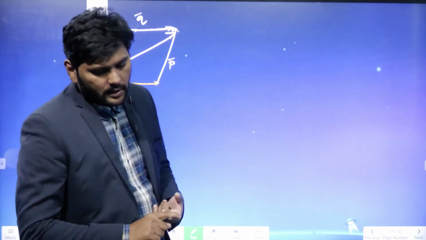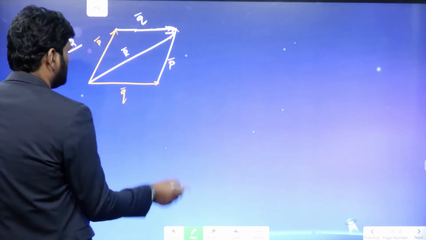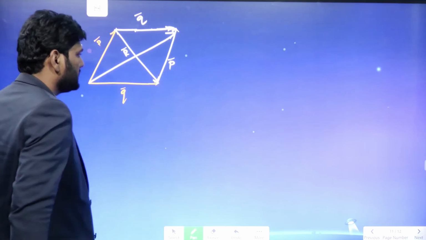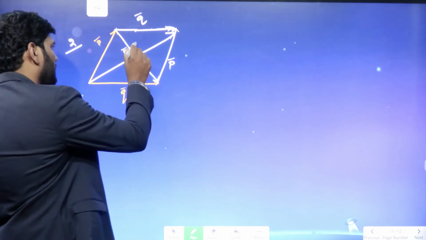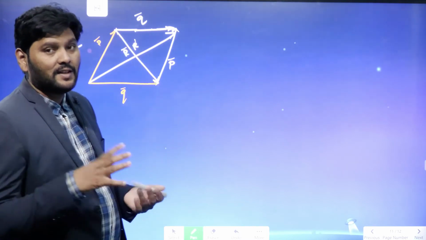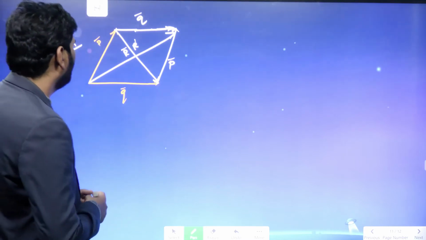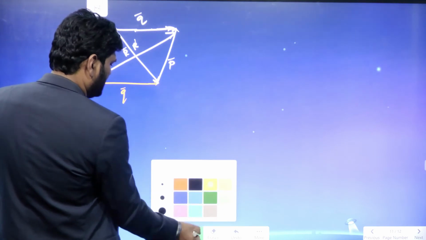Then they're asking about the other diagonal. This is your other diagonal. Understand? This other diagonal you can take as R dash. What is the R dash value they're asking? So how do you find that R dash? Easily we can find the R dash by taking, look here.